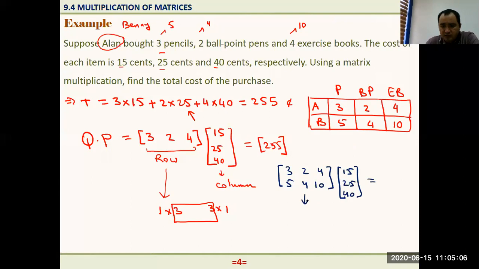Now, what is the dimension of this matrix? It is 2 by 3. And what is the dimension of this matrix? It is 3 by 1. So these numbers, are they equal? Yes. So the resultant matrix order will be 2 by 1.